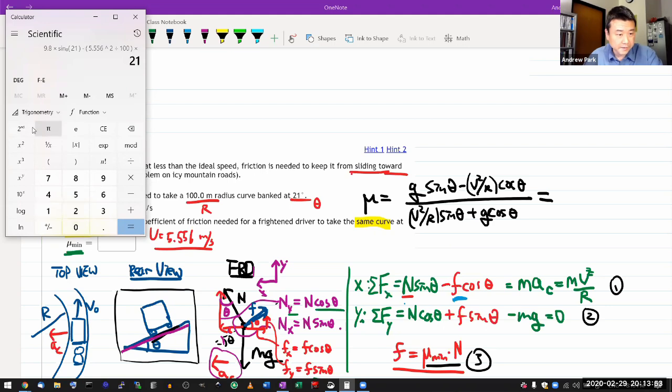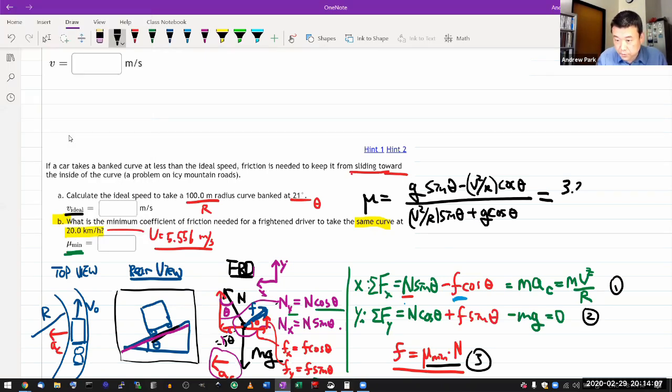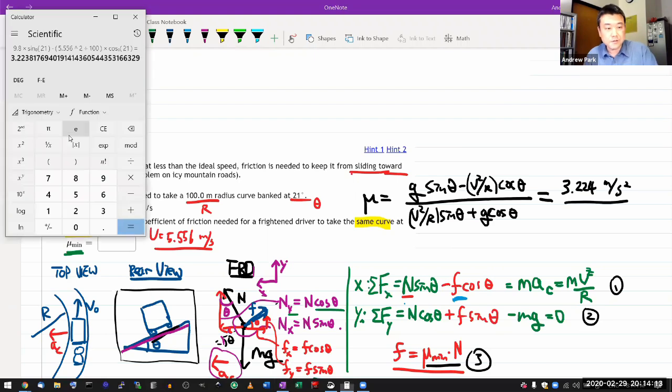So yeah, 20 cosine of 21. So when I press equals, that'll get me the numerator. So the numerator is 2.224, and the unit technically is meters per second squared, although that's going to cancel out, so I don't care.